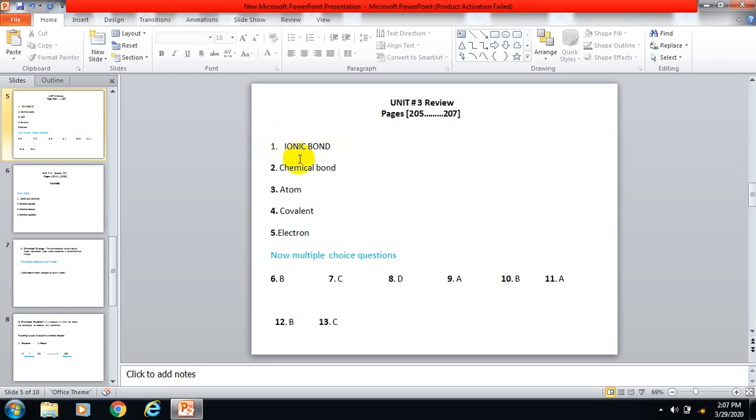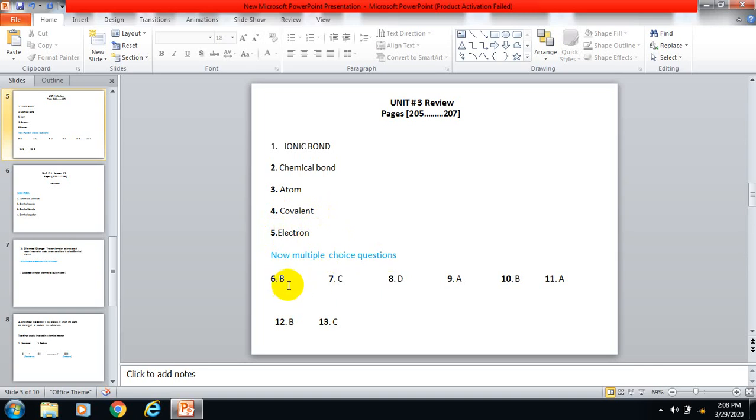Look at one, ionic bond. For the second option, a chemical bond is an attraction that holds two atoms together. For the third, the smallest particle of an element that has the chemical properties of that element is an atom. Number 4, covalent. A covalent bond forms when two or more pairs of electrons are shared between atoms. Now the fifth one is what? An electron is a negatively charged subatomic particle.